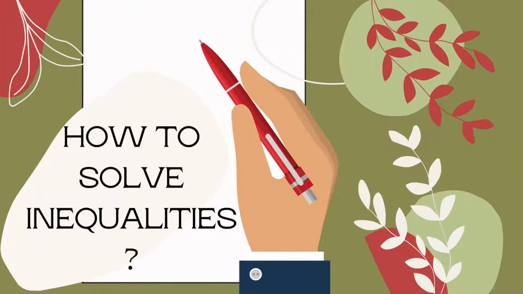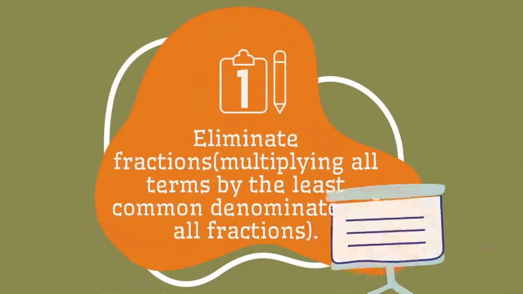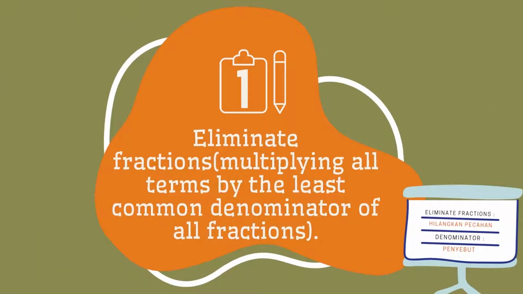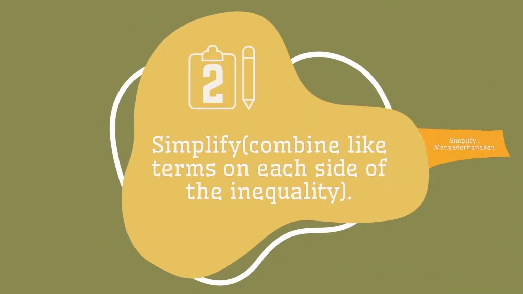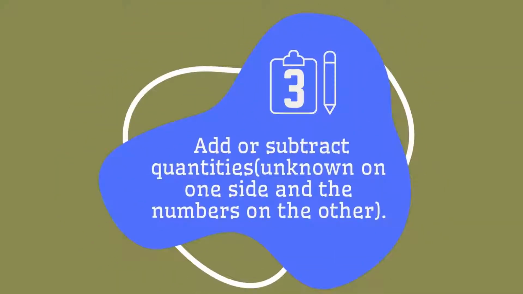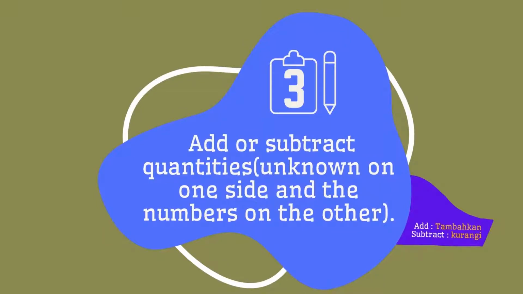Now what are our steps to solve an inequality? The first step is to eliminate fractions: multiply all terms by the least common denominator of all fractions. The next step is simplify: combine like terms on each side of the inequality. And the last step is add or subtract quantities: add the variable terms on one side and the numbers on the other.